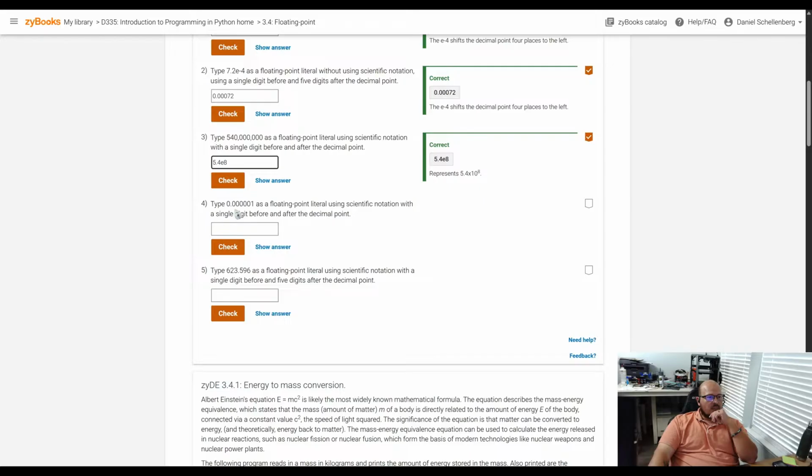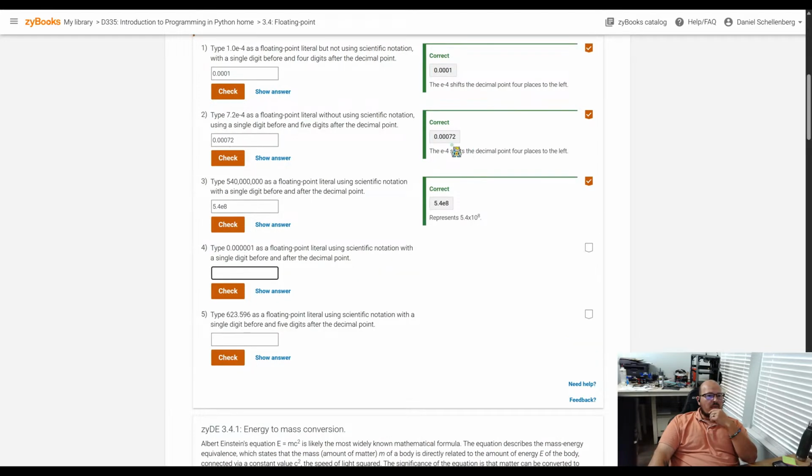Type as a floating point literal, scientific notation. Okay. Now, from what we've done up here, suggests that we are going to do that here as well. And if we actually write this out, 0.1, 2, 3, 4, 5, 1. Is that 5? 1, 2, 3, 4, 5, 1. Yeah.